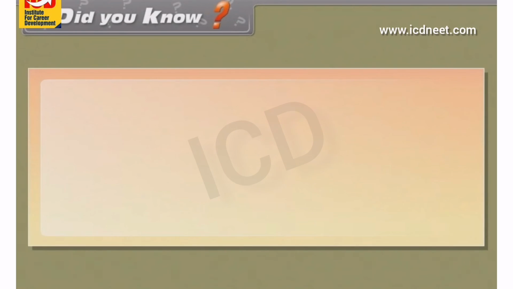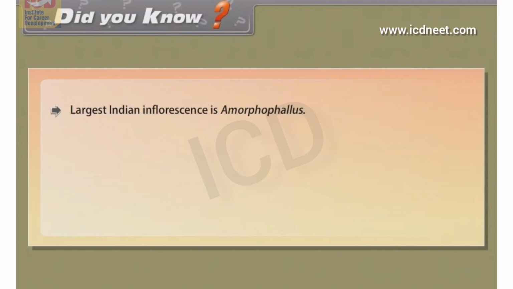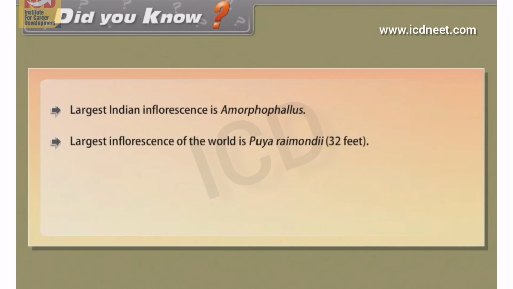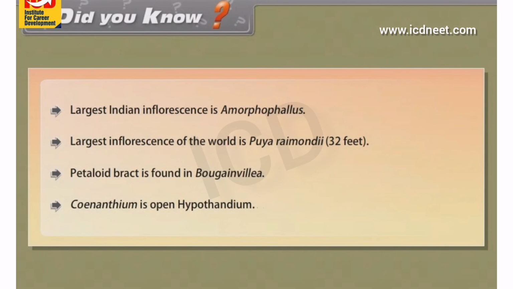Did you know largest Indian inflorescence is Amorphophallus? Largest inflorescence of the world is Pua raymondi, 32 feet. Petaloid bract is found in Bougainvillea. Pseudanthium is open hypanthodium.